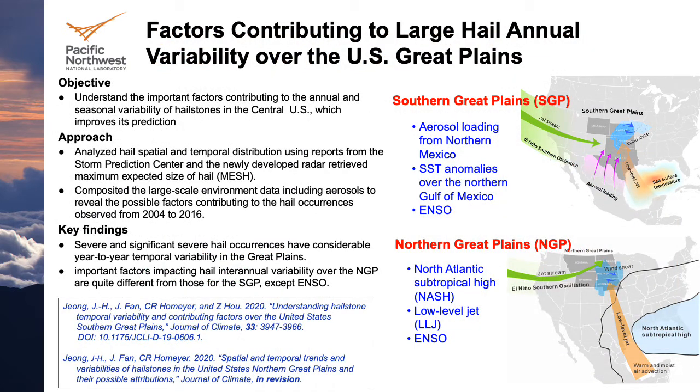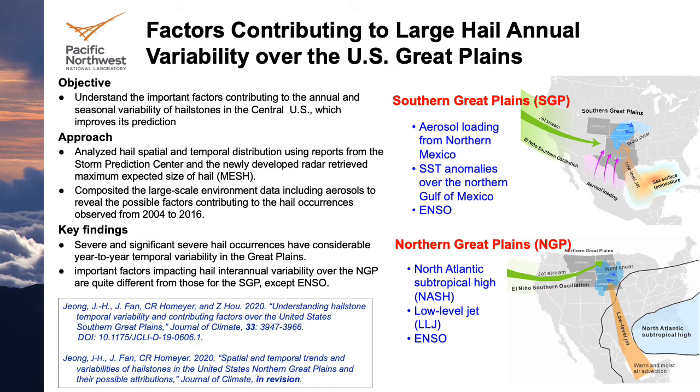Here is the statistical analysis about the factors that contribute to the very large hail interannual variability over the Great Plains. We did two studies, for SGP and NGP respectively. What's interesting here is that we found the factors impacting the large interannual variability of the hail are very different between the two regions.